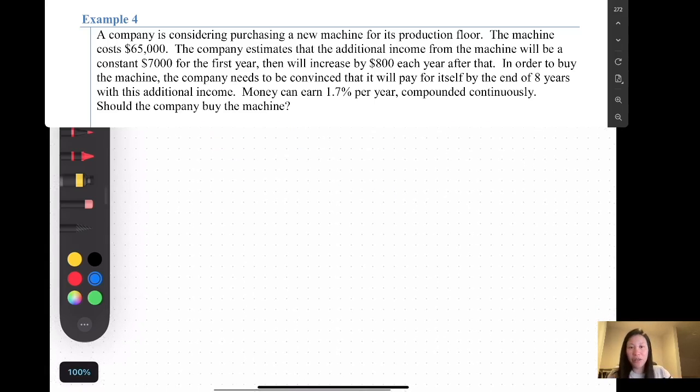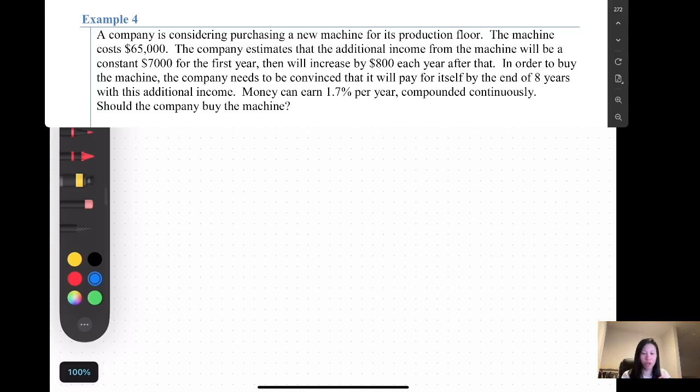A company is considering purchasing a new machine for its production floor. The machine costs 65,000, and the company estimates that the additional income from the machine will be a constant 7,000 for the first year and will increase by 800 each year after that. In order to buy the machine, the company needs to be convinced that it pays for itself by the end of 8 years with the additional income. Money can earn 1.7% per year, compounded continuously. Should the company buy the machine?